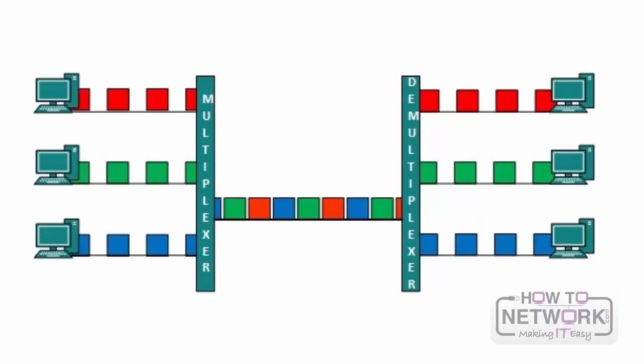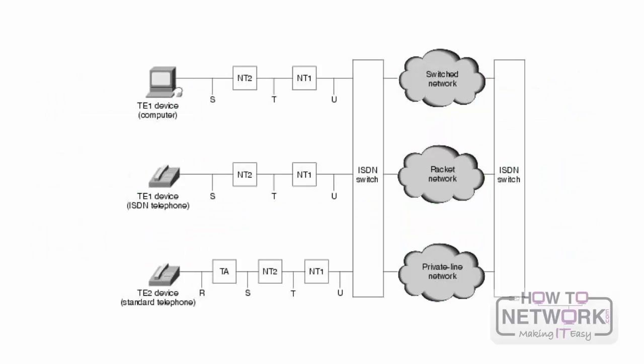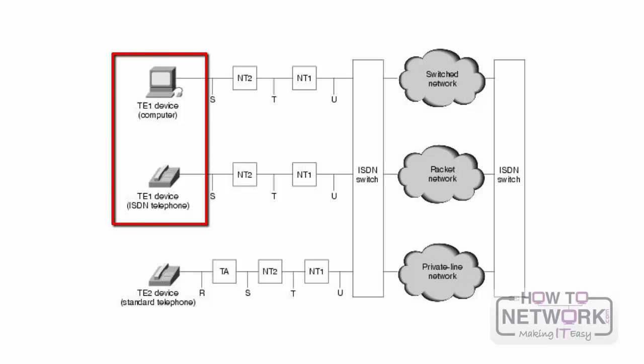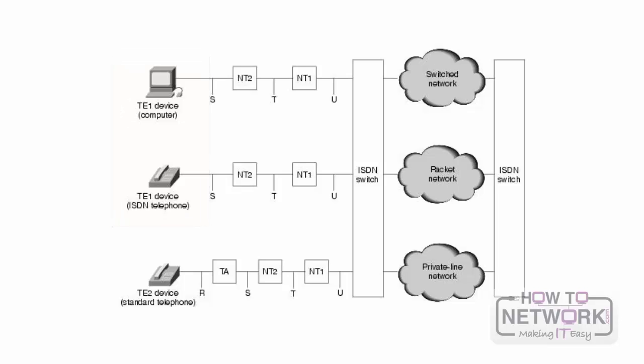ISDN speaking devices are called terminal equipment, and they can be categorized as either native ISDN or non-native ISDN equipment. Native ISDN equipment is comprised of devices that were built to be ISDN ready, and they are called TE1 devices, Terminal Equipment 1. Non-native ISDN equipment is comprised of TE2 devices. Non-native ISDN equipment can be integrated with native ISDN equipment by using a special TA, or terminal adapter, which only TE2 devices require.